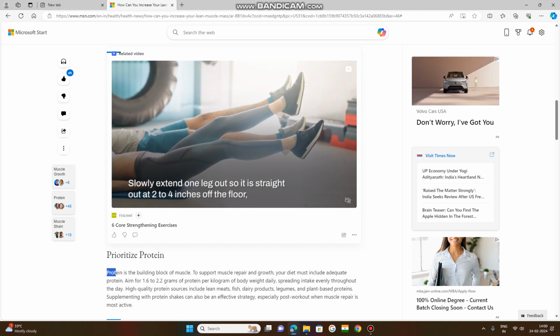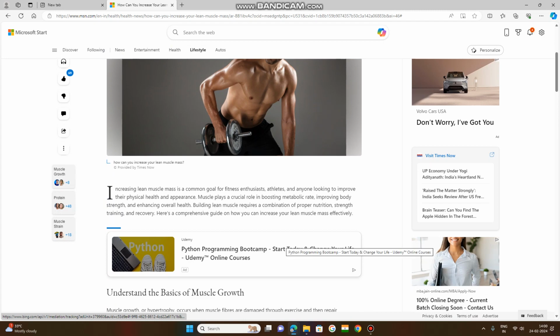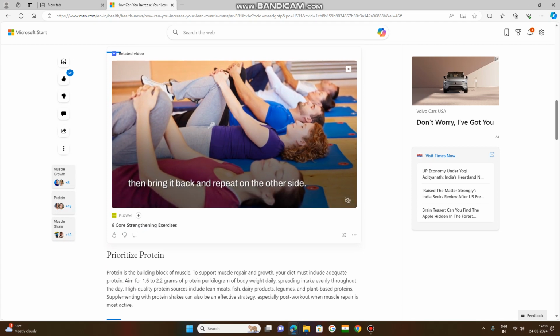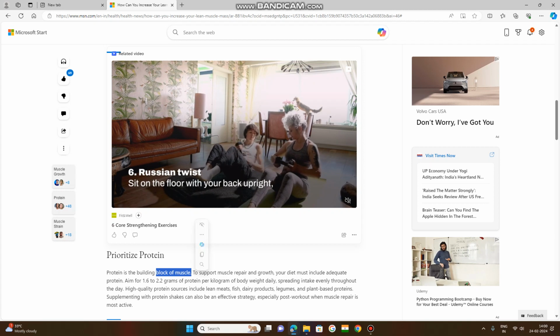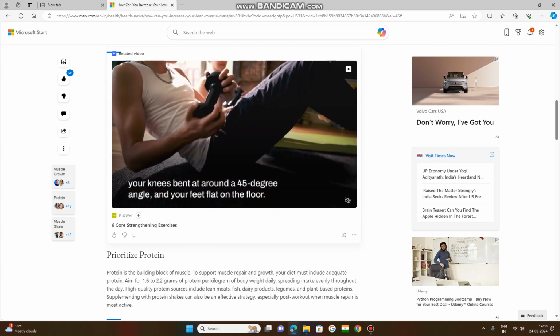We need to give priority for the protein. Protein is very important for muscle building. Protein is the main building block of muscle. So if you want to build up your muscles, we need to give sufficient protein to your body.